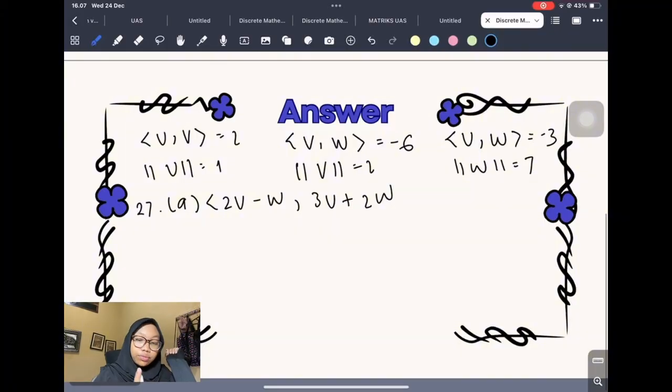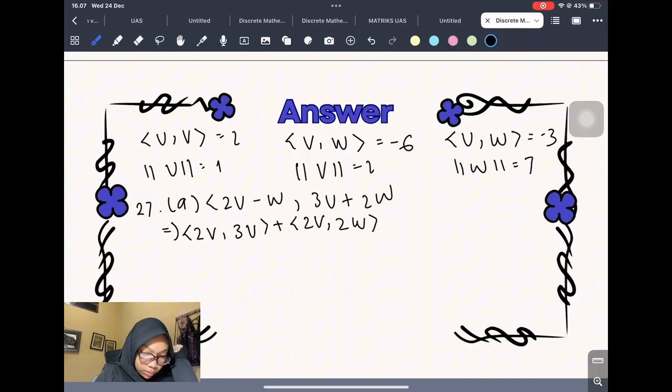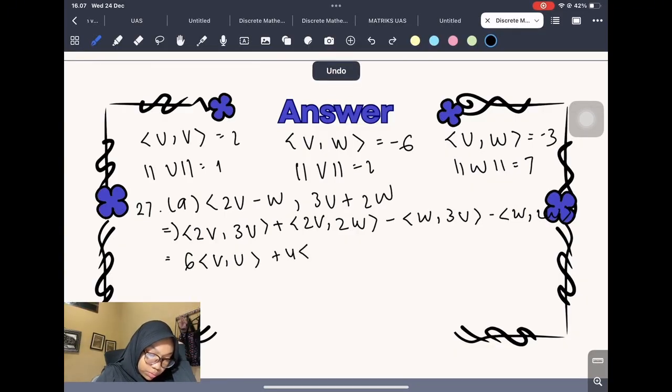Okay, so first step, write this: 2v minus w, 3u plus w, and expand: 2v with 3u, plus 2v with w, minus w with 3u, minus w with w. Now we pull the constant out of each inner product. So we have 6 times the inner product of v and u, then 2 times v and w, minus 3 times w and u, and minus the inner product of w and w.